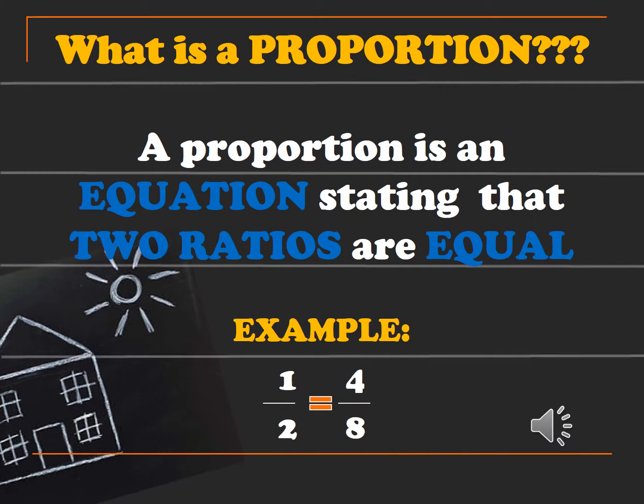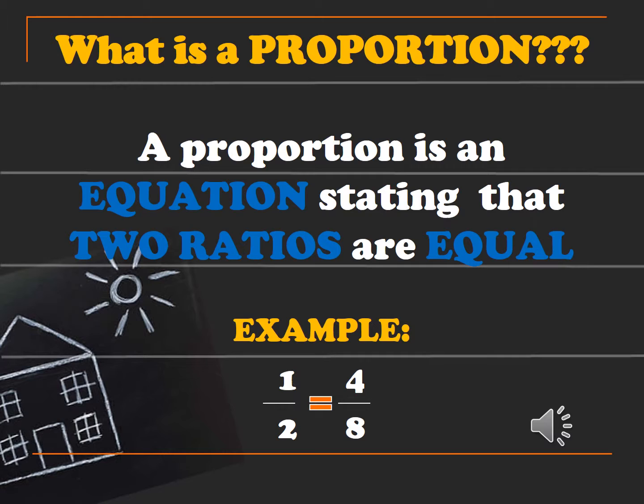Now let's go ahead and talk about a proportion. A proportion is an equation, so that means it needs an equal sign, stating that 2 ratios are equal. So keywords are an equation, 2 ratios, and equal. So let's take a look at the example below.